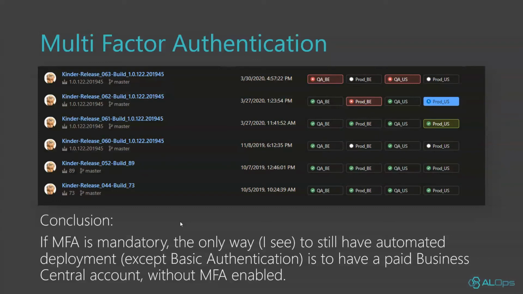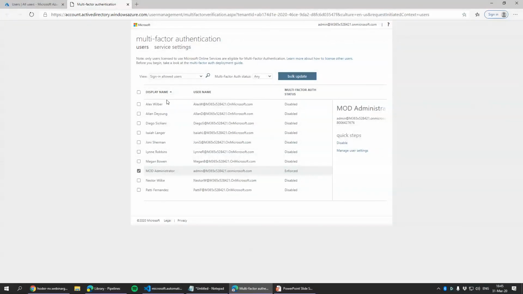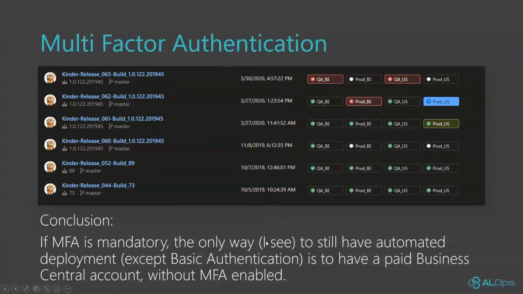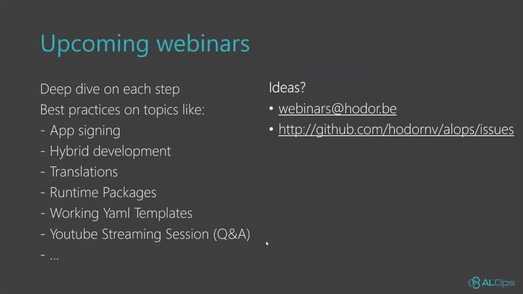So the idea is that you would use an account, but not have all of them enabled for multi-factor authentication, some kind of service account, but not really a service account, because service to service OAuth is not possible yet with Business Central. So that's the only thing that I can say about that. That was it. The end of my story.